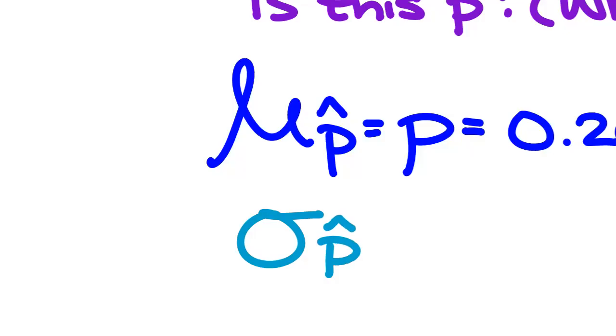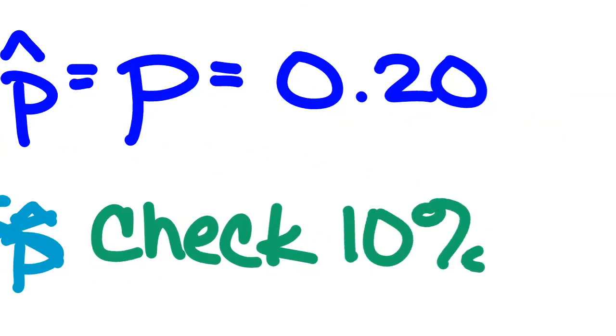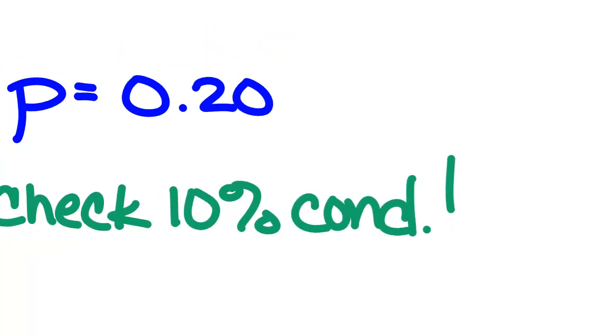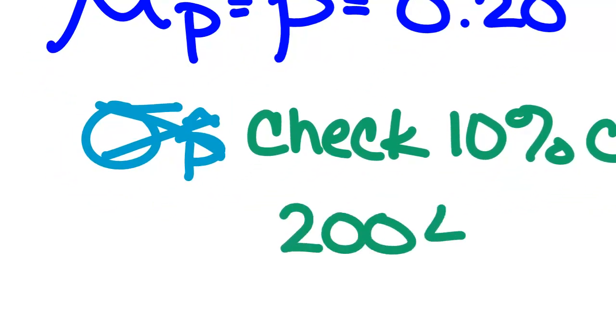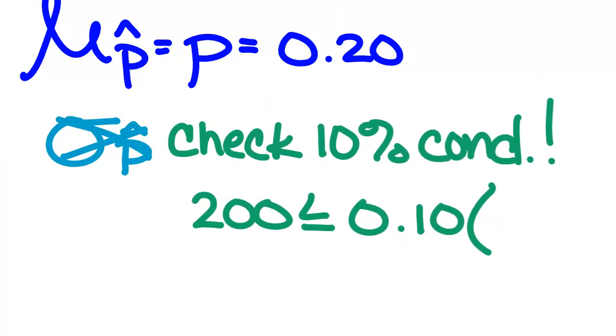And what do you have to do if you're going to calculate the standard deviation for p hat? Before that even, 10%. Always check your 10%. Before you even actually start to do this part, check 10%. How big's the sample? 200. So 200 is less than or equal to 10% of what?